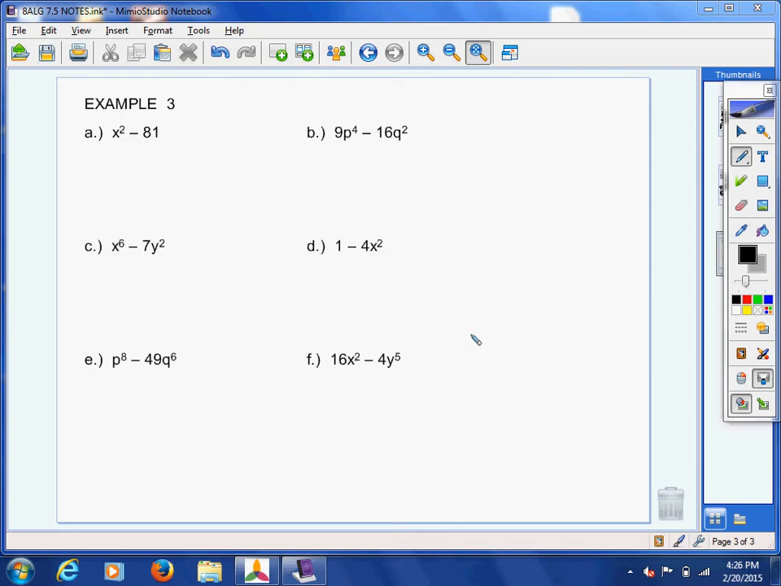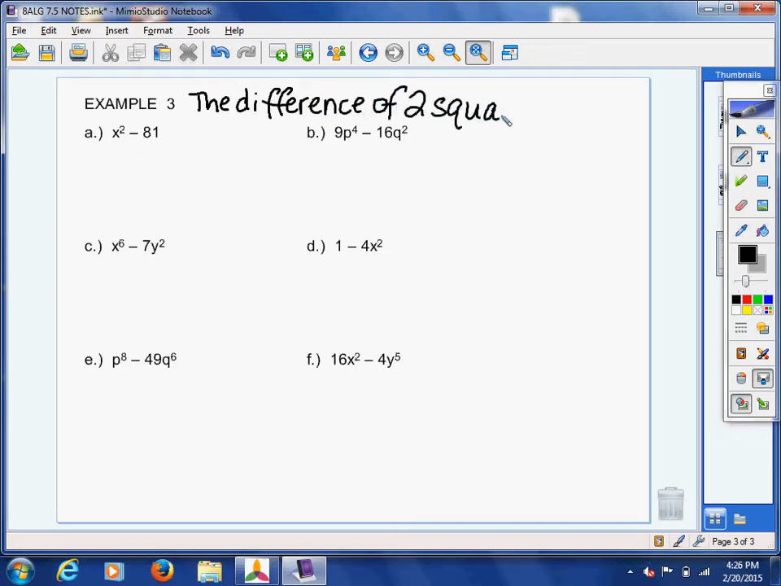We're back in 7.5. We're going to do example 3. I didn't title example 3, but this is actually the difference of two squares, and I want to show you how to factor that. It's actually really super stinking easy. I think you're going to love it. But you got to make sure you actually have the difference of two squares.